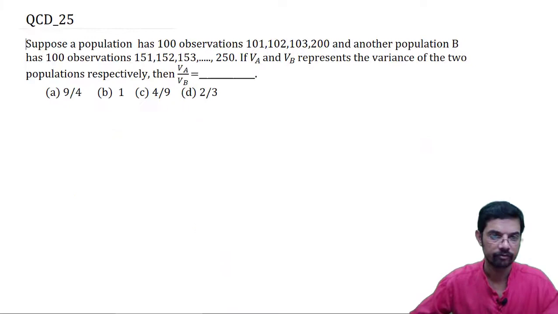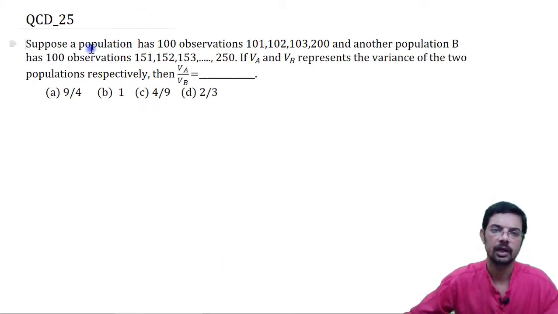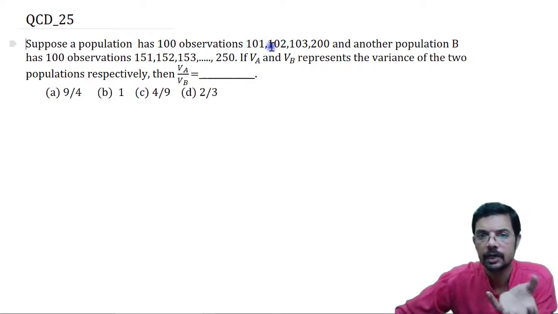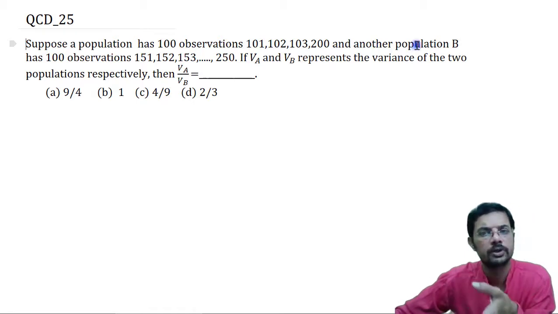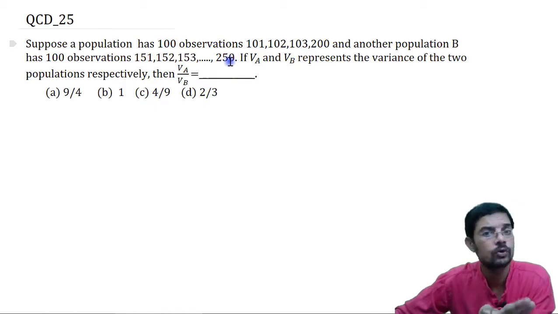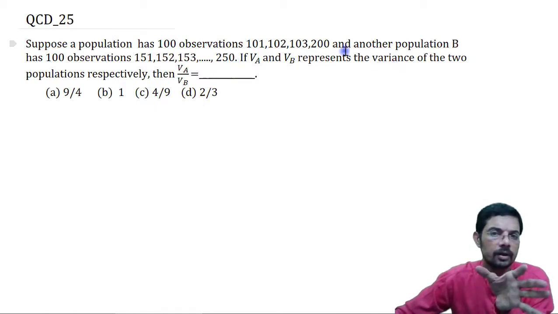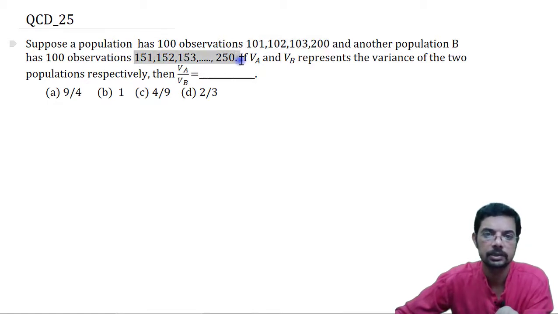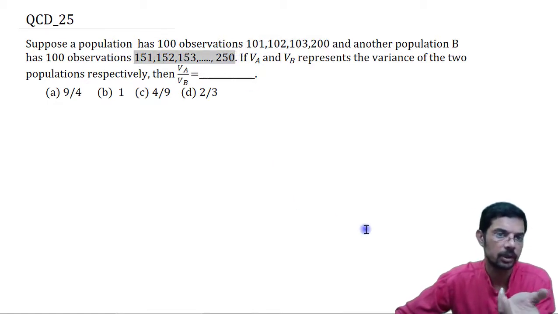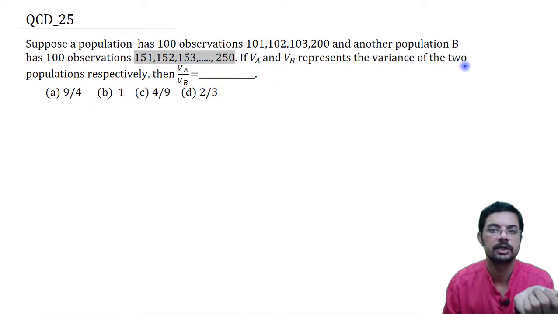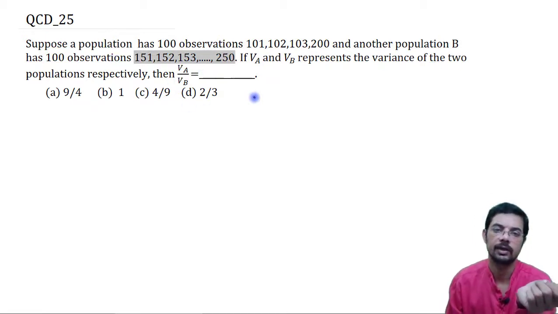Next is question number 25. In question number 25, we have a typical question. Suppose a population A has 100 observations, say from 101 to 200, and another population B has 100 observations, that is 151 to 250. Clearly, we can see that they are consecutive observations from 101 to 200, and in the second case also they are consecutive numbers, 100 consecutive numbers. If V of A and V of B represent the variance of the two populations, then what is the ratio of their variances?